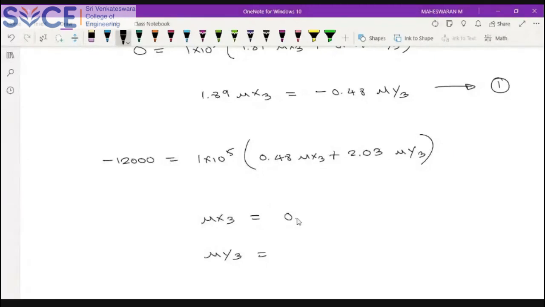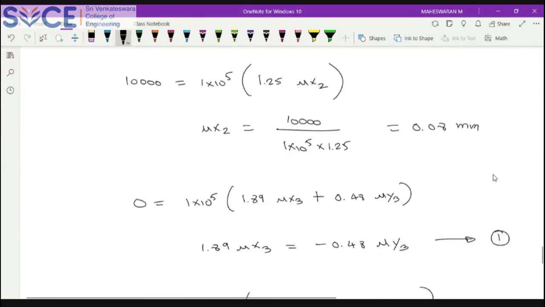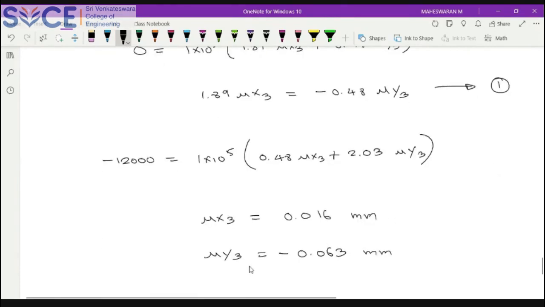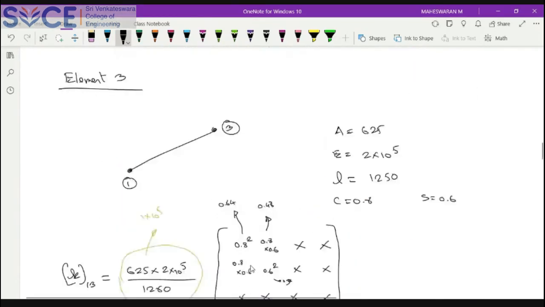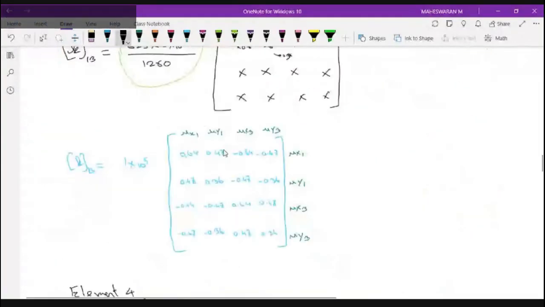Ux3 is 0.016 mm, and Uy3 is minus 0.063 mm. So these are my values. We got Ux2, Ux3 and Uy3. Look at the question: it is not asking you to identify the element stress. So it is up to this, and that is enough. So this completes our problem.